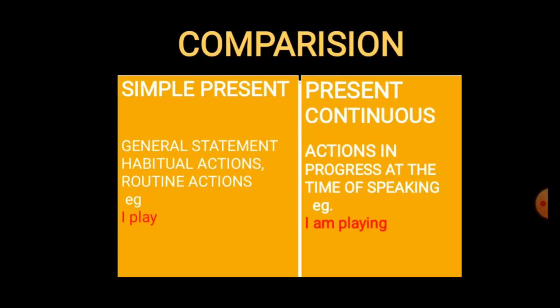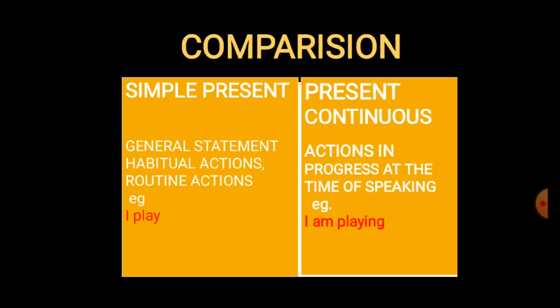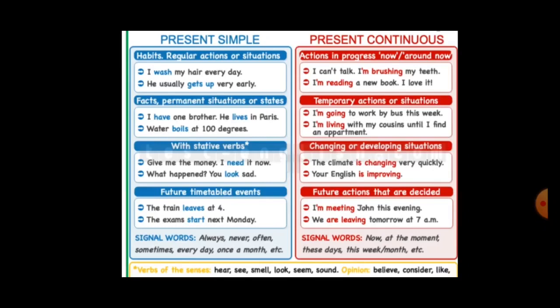Now present continuous tense, here the actions which are in progress at the time of speaking. When we want to describe the actions which are in progress at the time of speaking, like I am playing, she is watching television. Now let us see both the tenses all together.